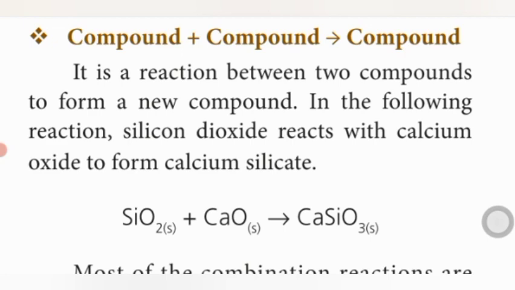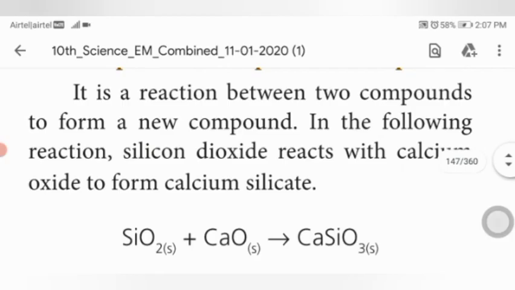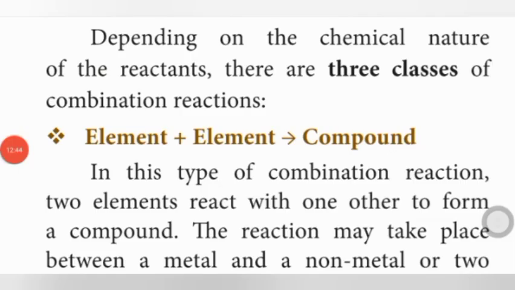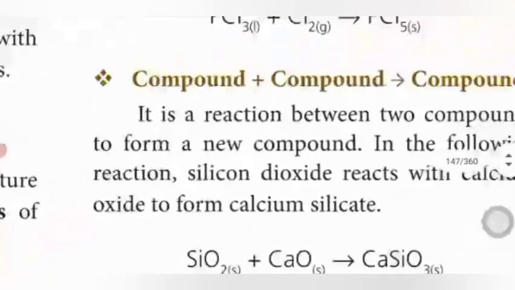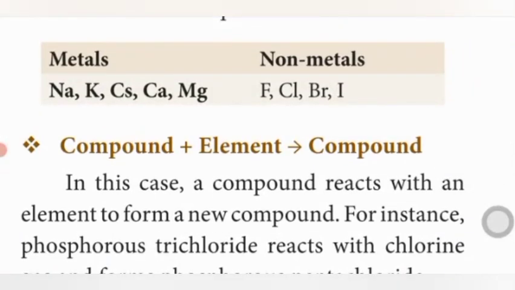These are the three types of combination reaction. What are the three types? The first type is element plus element gives compound. Both reactants are elements and the product is a compound. The second type is compound plus element gives compound. One compound and one element combine to form a compound.